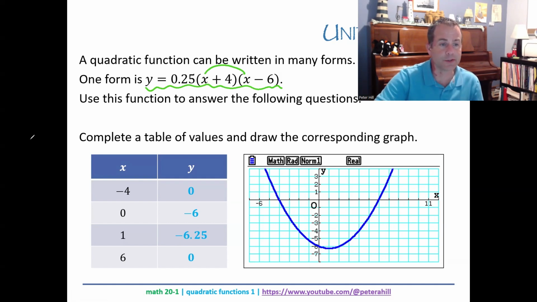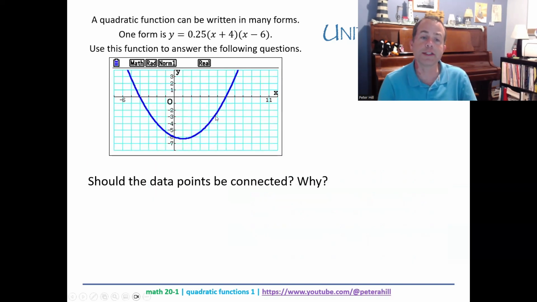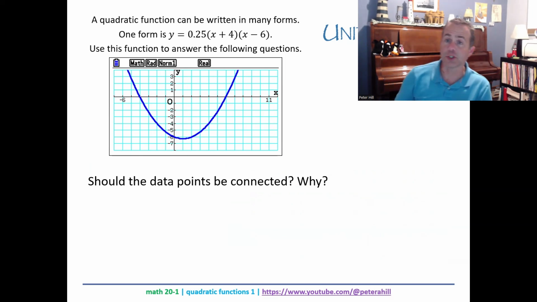Okay, so let's answer some questions around this graph. I'm just going to move this graph up to the top, and then I'll have some questions on the bottom. So, should the data points be connected, and why? Yes, the data points should be connected. I drew them connected right away, but why did I do that?